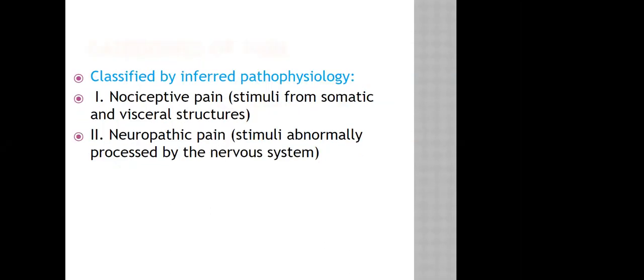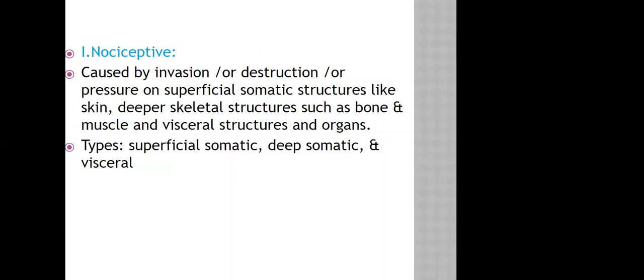So next we'll see the classification by pathophysiology. The first one is nociceptive pain and the second is neuropathic pain. So first we'll see nociceptive pain. Nociceptive pain is stimulated from somatic and visceral structures, and it affects the skin, deeper skeletal structures such as bone and muscle, and the visceral structures and organs. The types are superficial somatic, deep somatic, and visceral.